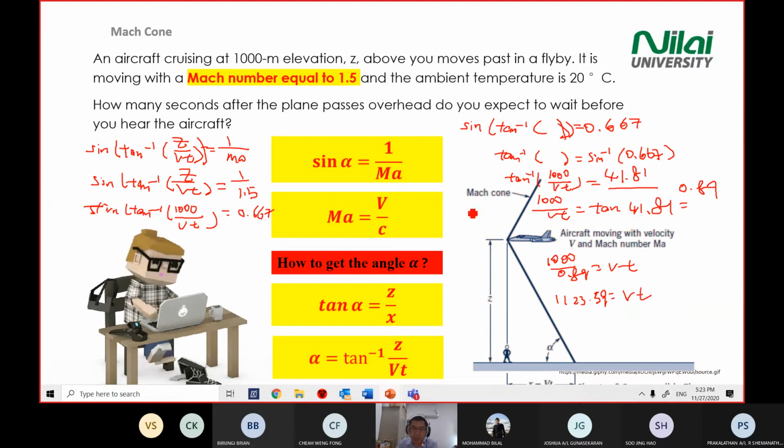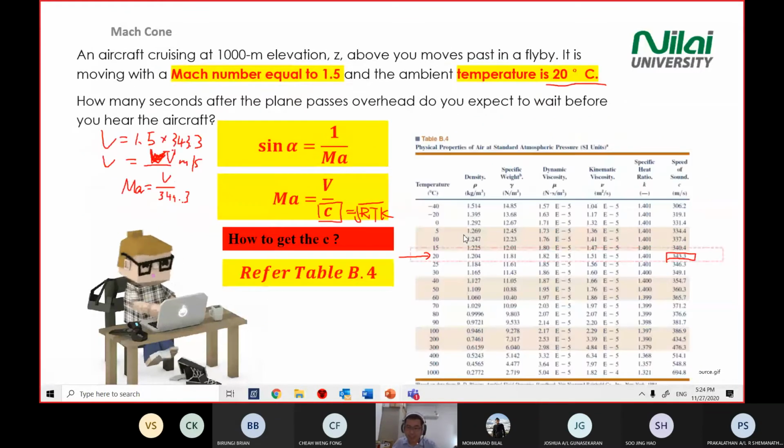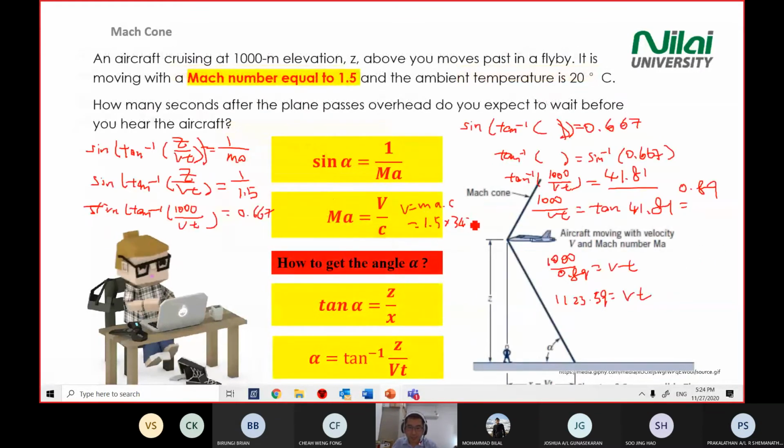So what is the value of V? How to find V? V equal to Mach number M, which is 1.5, times c from the table. So how many? 1.5 times 343, in table, let me see. Okay, in table, 343.3. Okay, let me calculate. 1.5 times 343.3 is 514.995.